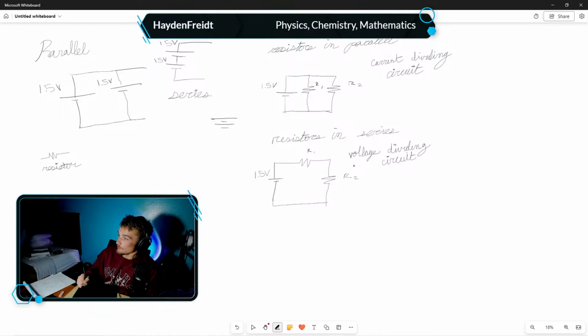Okay, so we have 1.5 volts, we have R1, we have R2, and down here we also have 1.5 volts, we have R1, R2. Okay, let's entertain the scenario where the resistances are the same magnitude, and so let's just consider it to be 220 ohms.